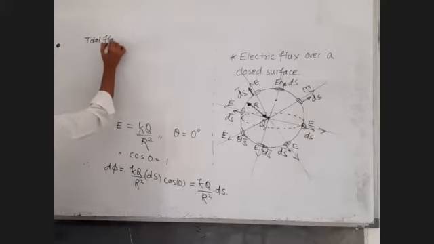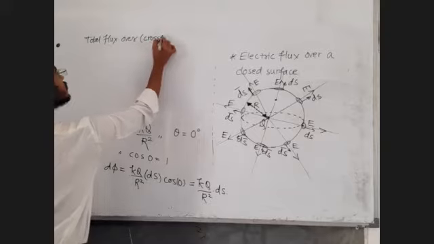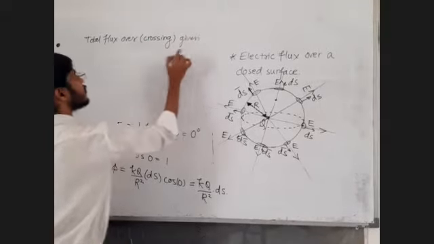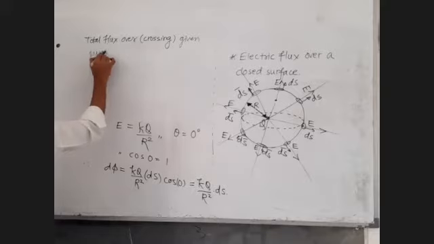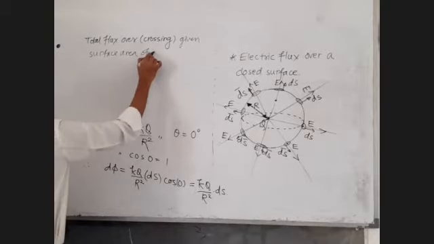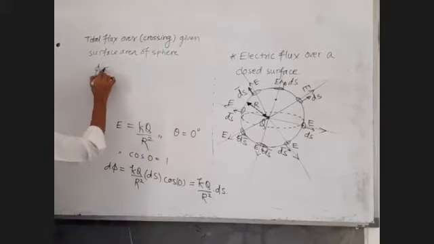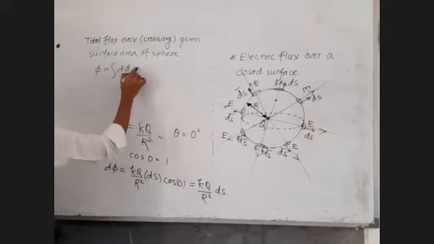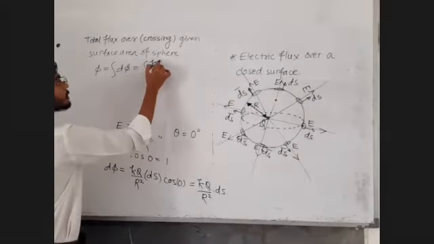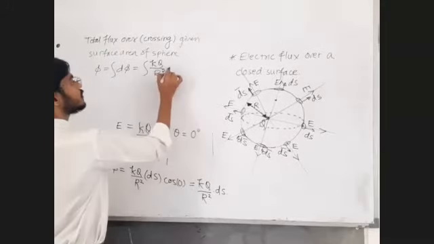Total flux over or crossing given surface area of sphere, that will be equal to phi, equal to integration of d phi. What is d phi? D phi is k into q upon r square, that is the electric field value, into ds.